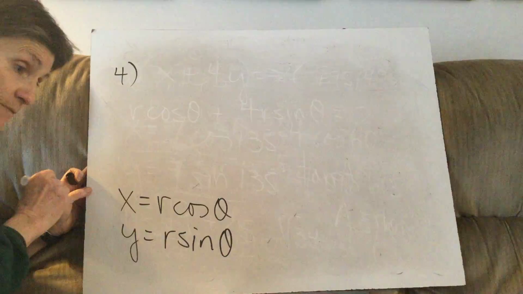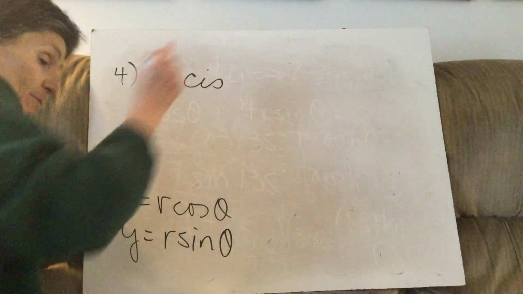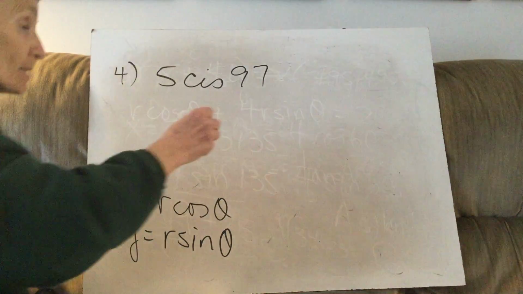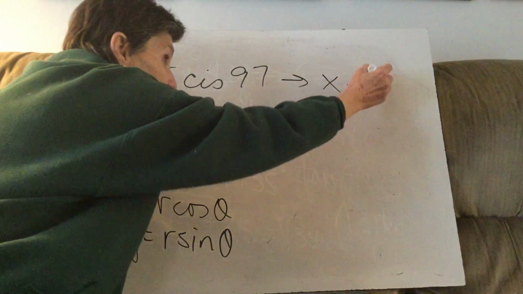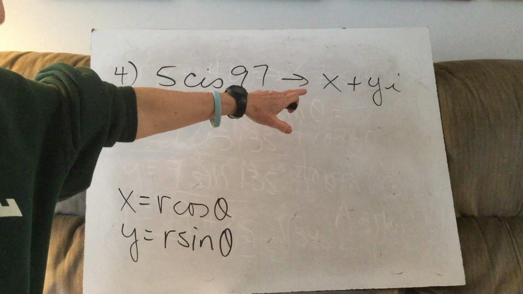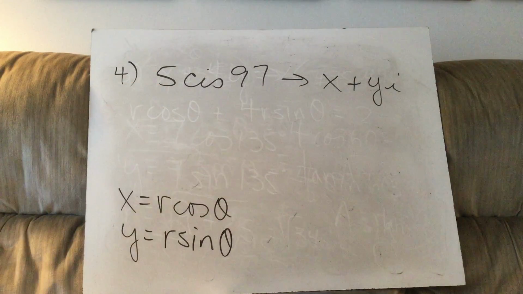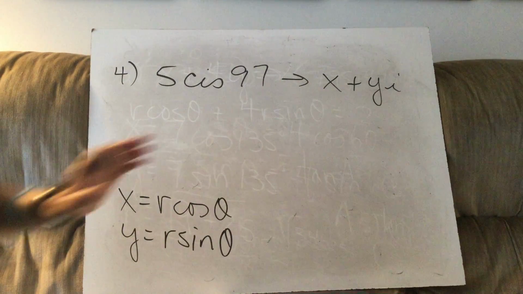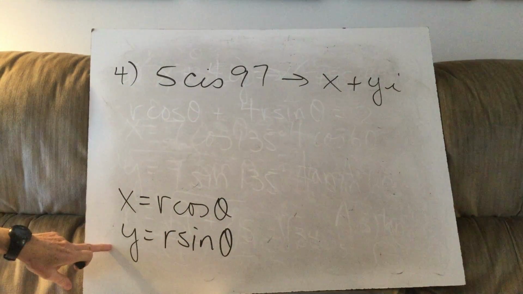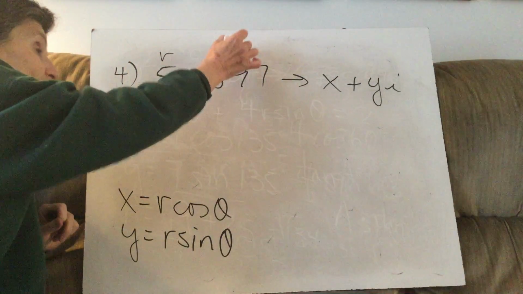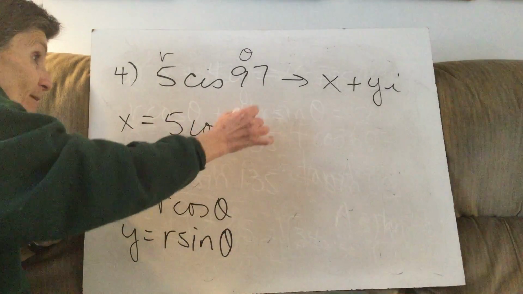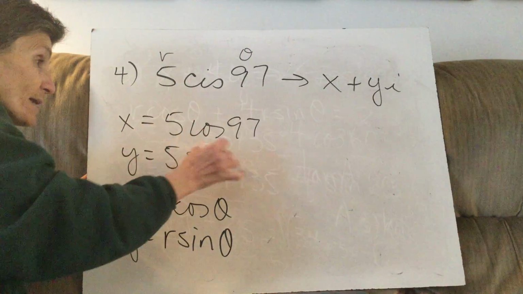Believe it or not, 4 is very similar. We have the number 5 cis 97, and we're going to change it to rectangular form, which means x plus yi. Remember, it's important to take good notes. That's rectangular form right there. That's what you want your answer to look like. Which basically means you have to figure out what x and y are. Well, wait a minute. How do we figure out what x and y are? Right here. This is your r. This is your theta. So x is 5 cosine 97 and y is 5 sine 97.